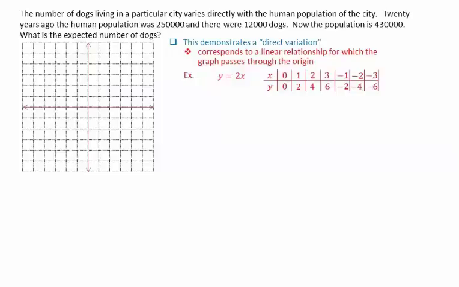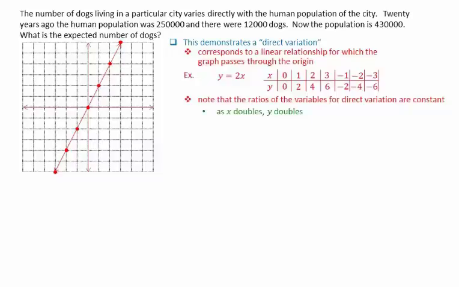Plotting these points on the grid provided: (0, 0), (1, 2), (2, 4), (3, 6), (-1, -2), (-2, -4), and (-3, -6). Note that we can connect these with a straight line. The straight line goes through the origin. Note that the ratios of the variables for a direct variation are constant. What this means is that as the x value doubles, the y value also doubles.